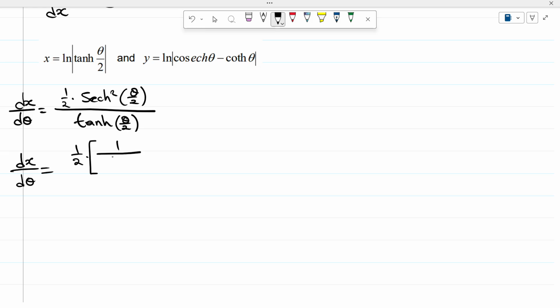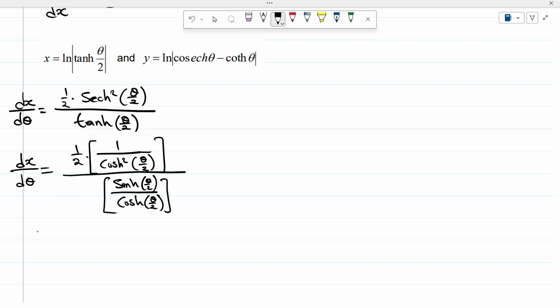So hyperbolic sec is the reciprocal of what? Of cos, right? So this is going to be hyperbolic cos squared of theta over 2, just like that. All of this was divided by hyperbolic tan, so we can also change that hyperbolic tan to become hyperbolic sine of theta over 2 divided by hyperbolic cos of theta over 2.